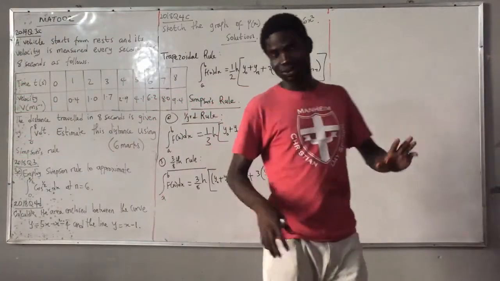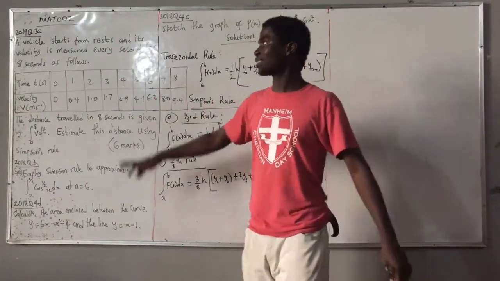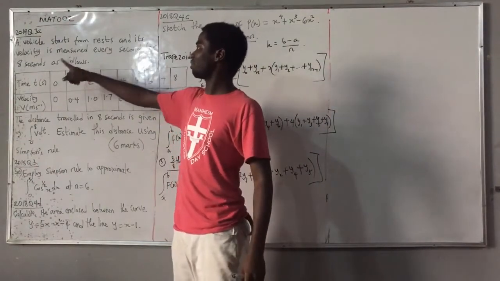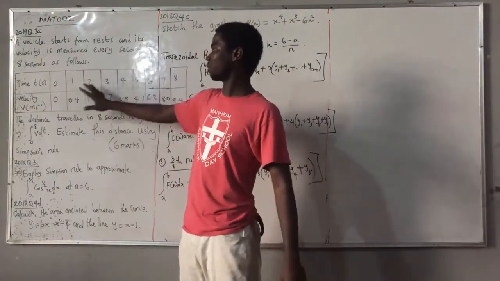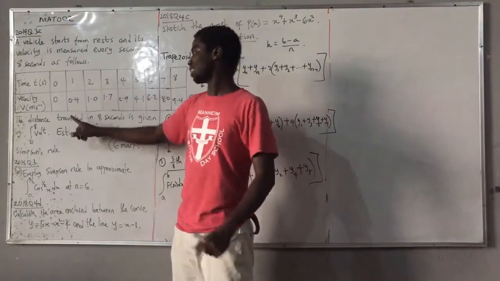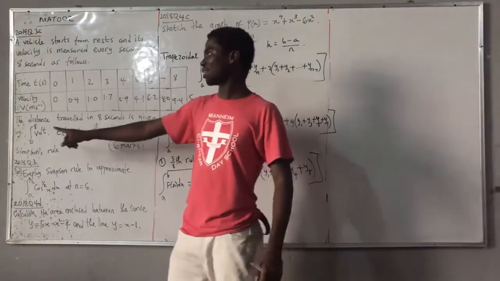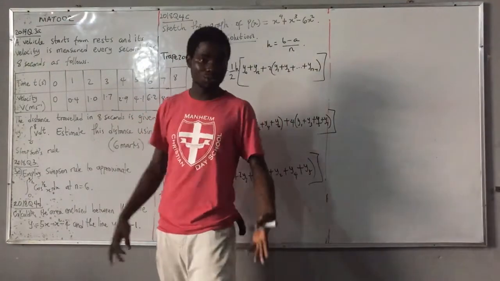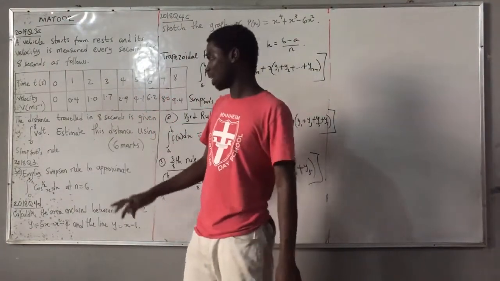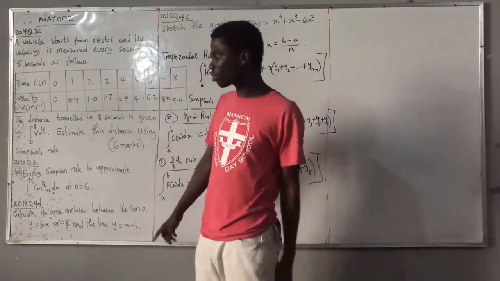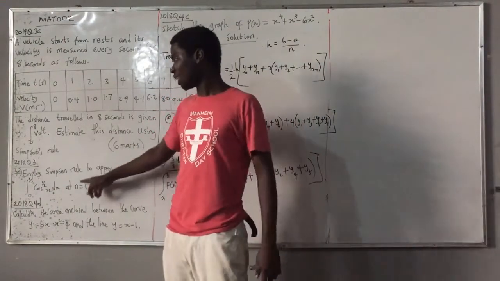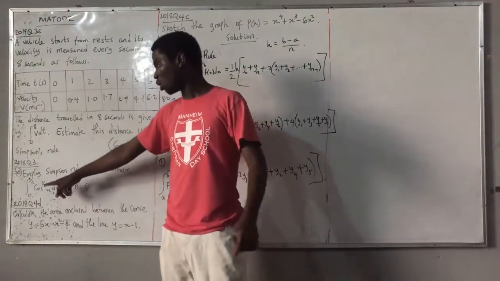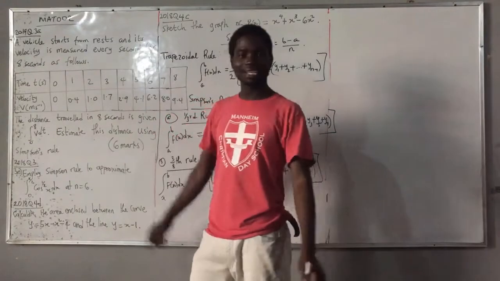So now let's continue. You can see this is 2019 question 3A. A vehicle starts from rest and the velocity is measured every 8 seconds as follows. They have given us the table. The distance traveled in 8 seconds is given by the integral from 0 to 8 of v dt. Estimate this distance using Simpson's rule. They want me to use Simpson's rule. The same thing appeared in 2018 question 3, which employs Simpson's rule to approximate the integral from 0 to pi over 2 of cos half x dx at n equals 6.